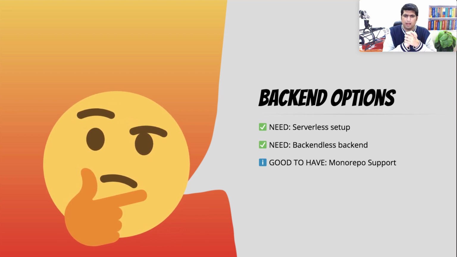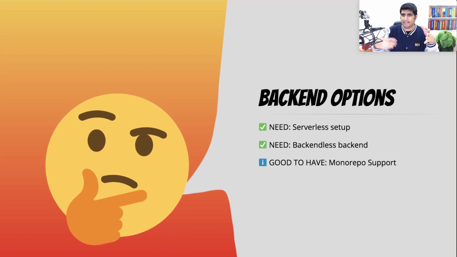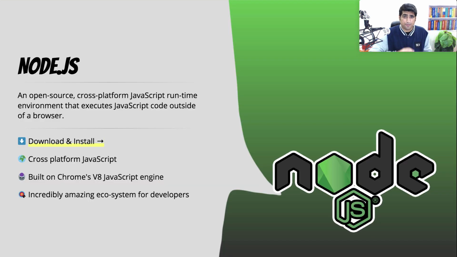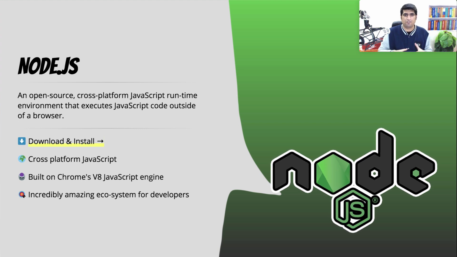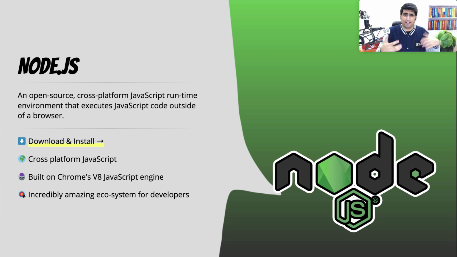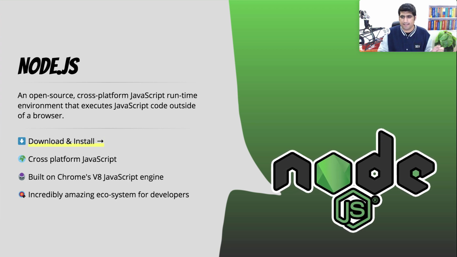So initially I thought it would be good to have a backend which would be backend-less and serverless, so I wouldn't have to manage it, and it would have monorepo support. Okay, but one thing I was missing here was that I still needed something to actually manage the developer activity. How would you go about creating a new demo? You'd probably need a CMS. But doing this with a CMS kind of slowed things down for us.